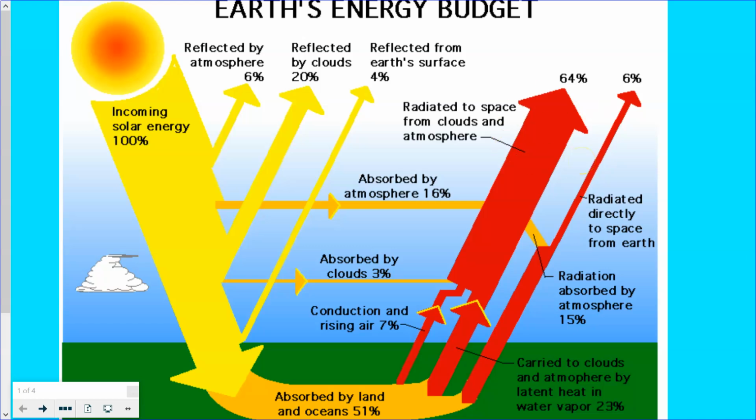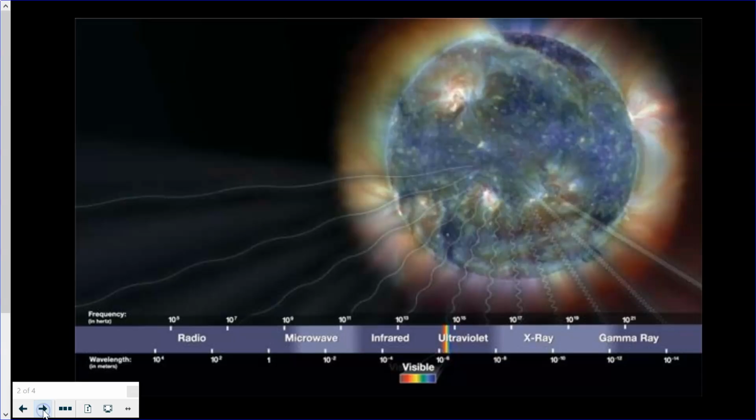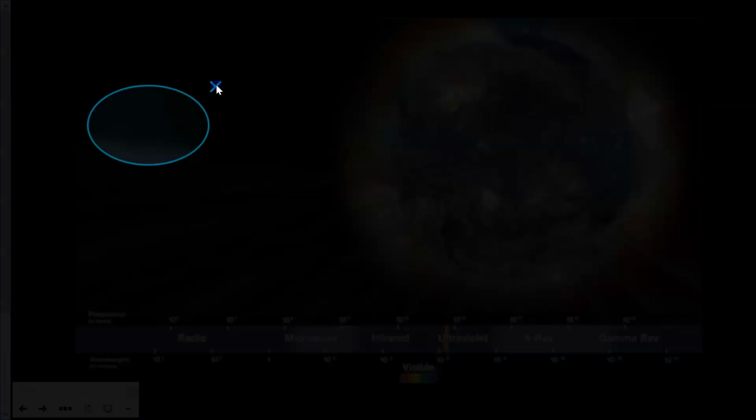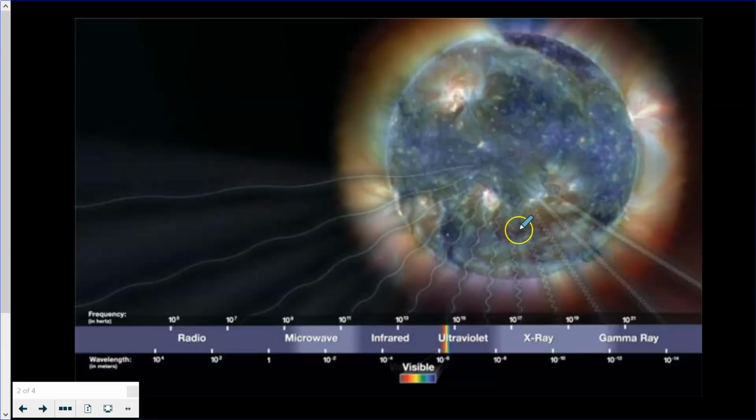So let's talk real quick about what kind of radiation, this is question number 1, what kind of radiation is the incoming radiation that's mentioned here? Well, we've talked about radiation, and if we go to this slide here, you may remember that the sun emits all of the spectrum of electromagnetic waves.